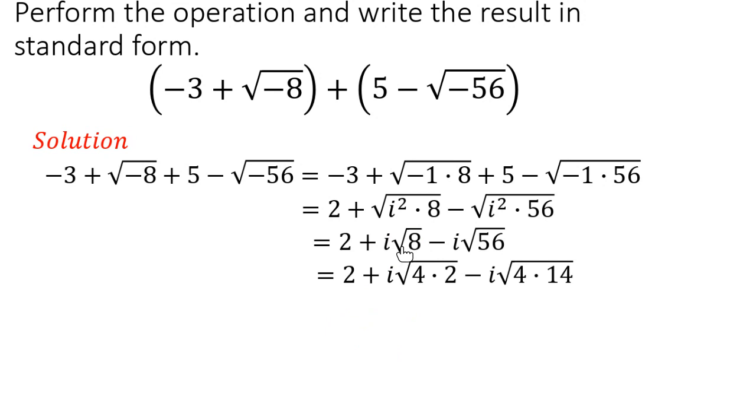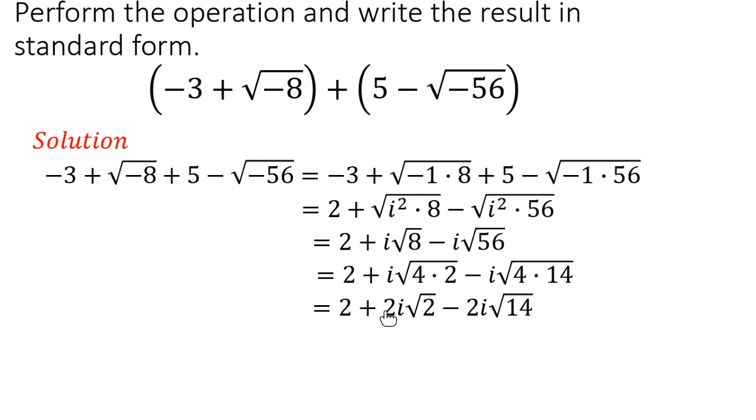Next, in order to add the radicals here, they have to have the same radicand, which means they have to have the same number inside in order to combine them. So the 8 we can simplify as 4 times 2. And the 56, we can write it as 4 times 14, but I could have used a different number here.